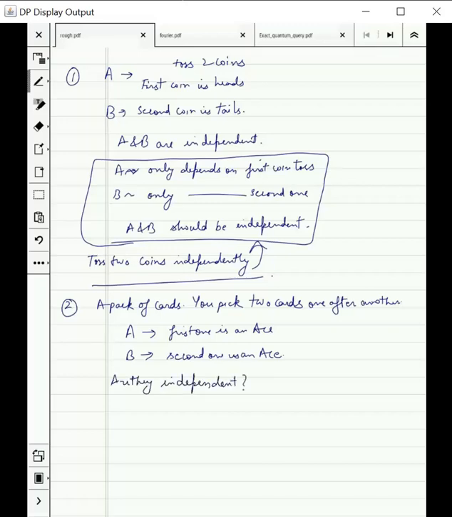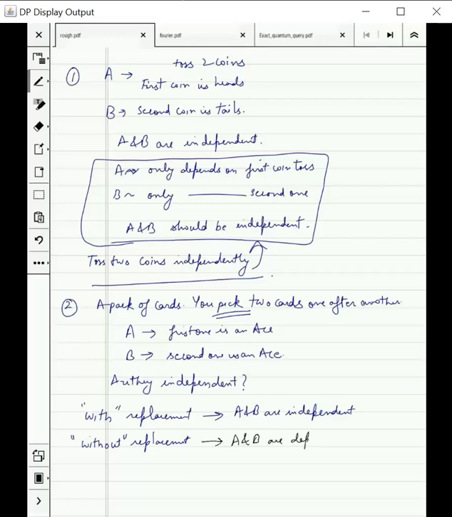If you remember our previous discussion, it is very important to realize whether the picking is done with replacement or without replacement. With replacement, your guess should be that A and B are independent. Without replacement, A and B are dependent. An intuitive way to see it is that if we are doing this experiment without replacement and the first pick is an ace, the number of aces has reduced to just 3 in the pack. So in the next pick, the chances of having an ace have reduced, so definitely they are dependent.